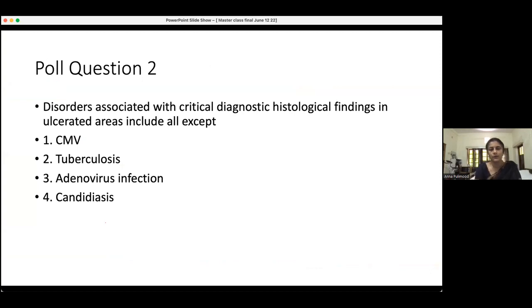I've given you a list of disorders. In 3 out of 4, there are significant histological findings in the ulcerated mucosa. But in one of these disorders, you don't see any significant change in the ulcerated mucosa. Which one is that? Which is that condition?